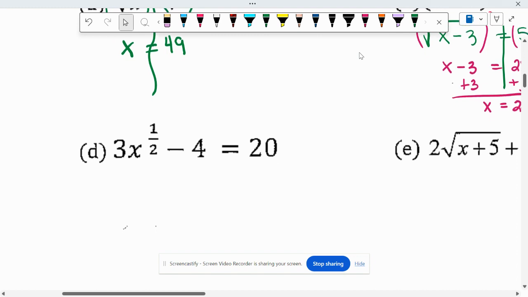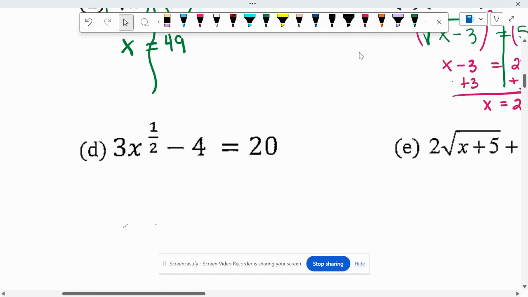Okay. What does this actually look like? We have to write this as an equation. So what's being put underneath the radical? Look at this and tell me what's going underneath the radical.